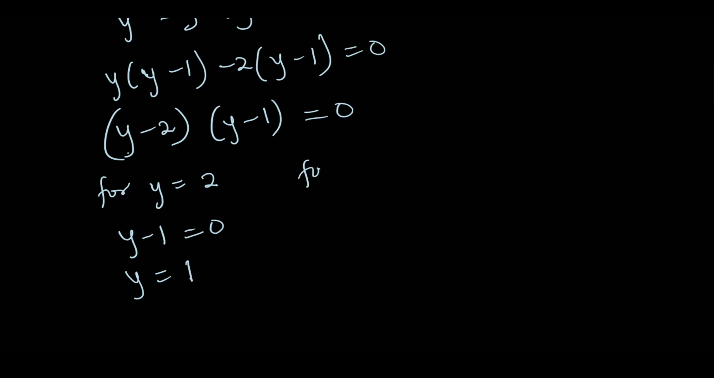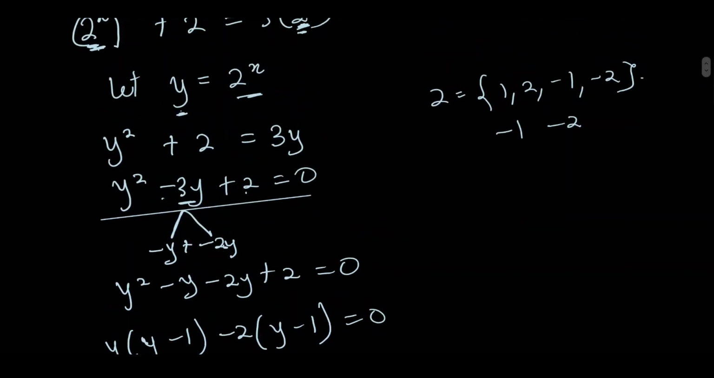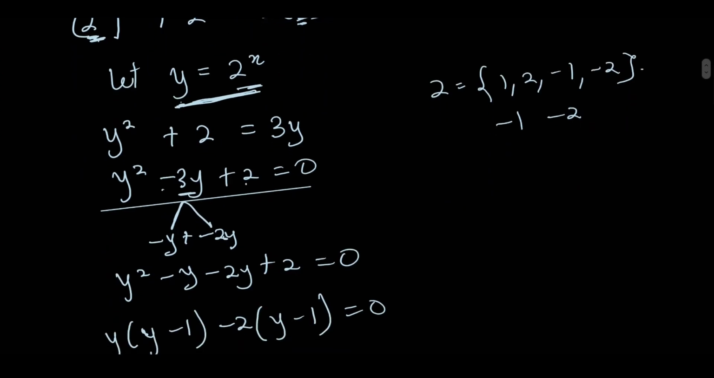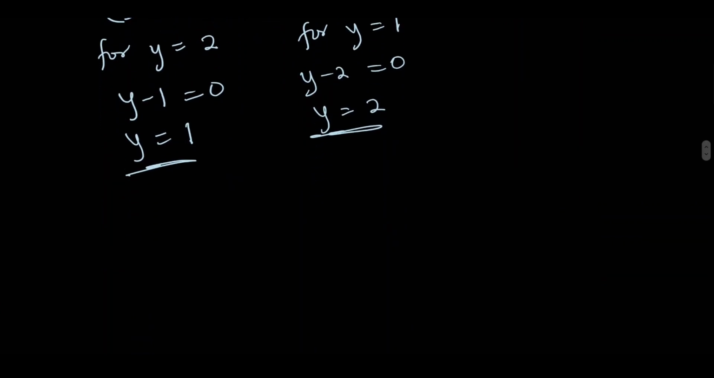And then for y equals 1, this becomes 0. So we have y minus 2 equals 0 and y equals 2. But we are not looking for the values for y. We are looking for the values for x. So let's scroll up and see. Here we said let y be equal to 2 to the power x. So it means wherever we see y, we have to put 2 to the power x there so that we can find the corresponding value for x.